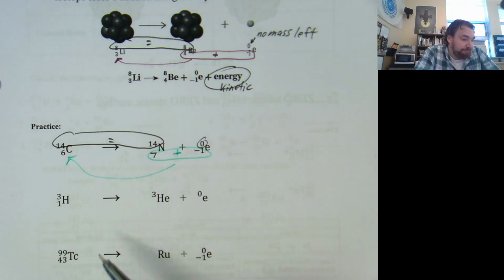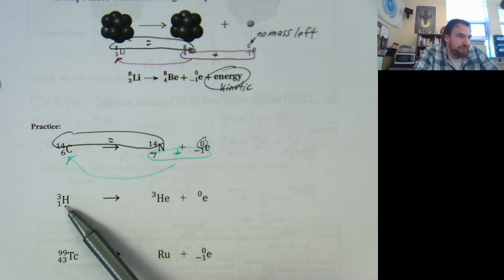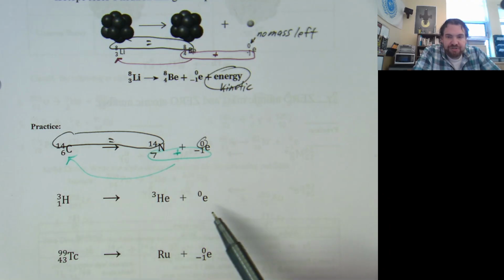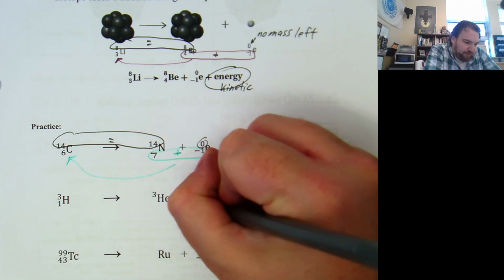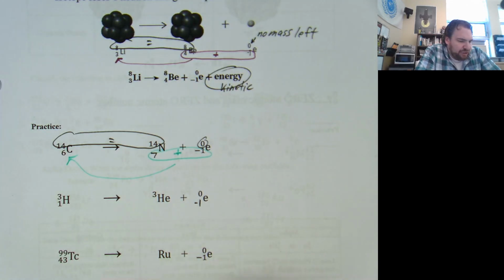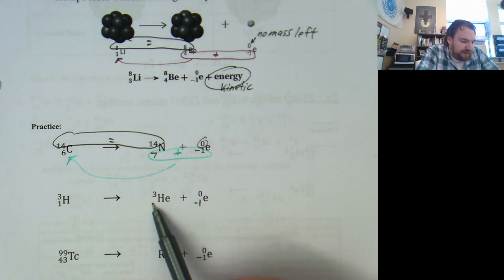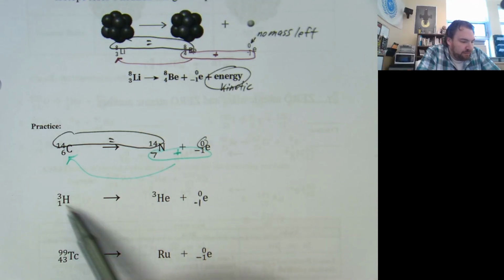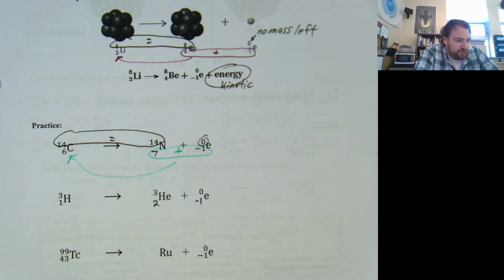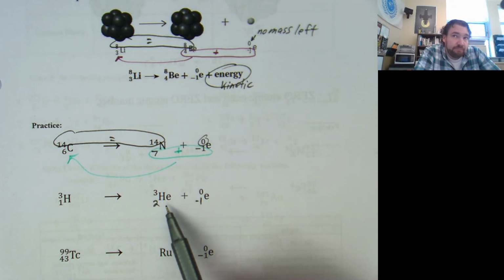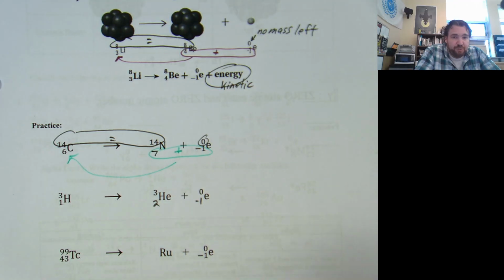Okay, so you've got tritium. Hydrogen-3 is what this is, also called tritium. It undergoes beta decay. Beta is always -1. So what plus -1 is going to give you 1? What goes here? It's 2. So that must mean this particle is helium, because it has 2 protons.